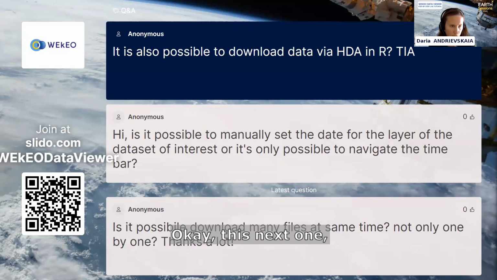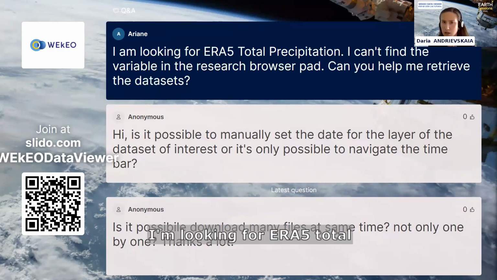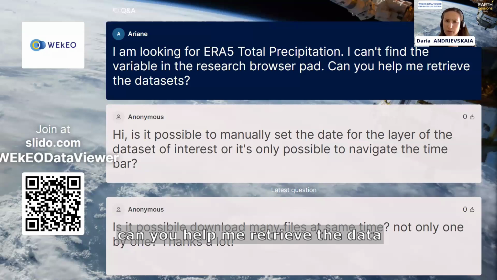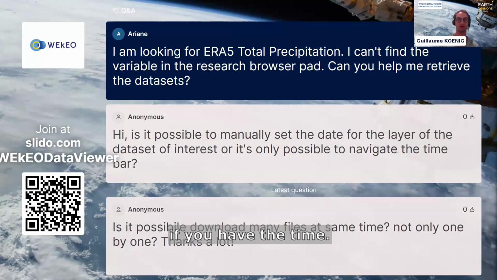This next one: I'm looking for ERA5 total precipitation. I can't find the variable in the search browser. Can you help me retrieve the data sets? I can very quickly show that if you have the time, or maybe just some general instructions. I don't know how much time we have, Juliana.